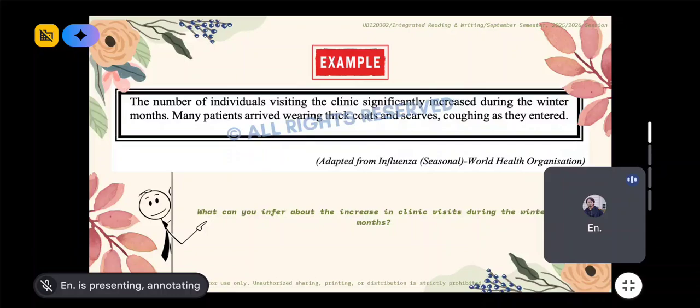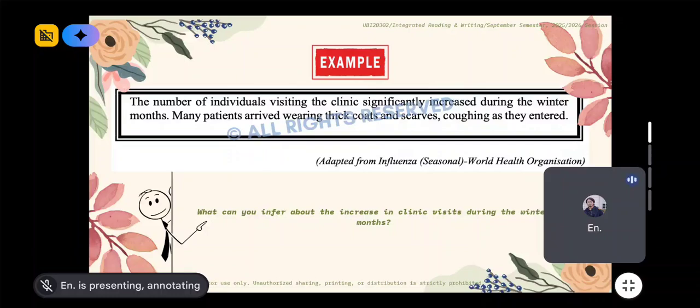The number of individuals visiting the clinic significantly increased during the winter months. Many patients arrive wearing thick coats and scarves, coughing as they enter. What can you infer about the increase in clinic visits during the winter months?